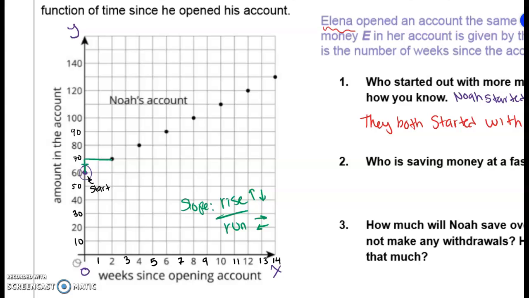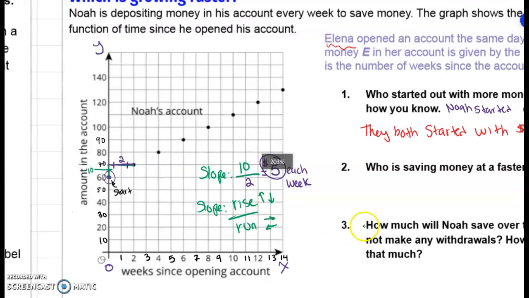So I know that this is one box, but remember, this is counting by 10s. So I know I have 10 for my rise over right here. I have 1, 2. And the reason it's 2 is because the x-axis is counting by 2. So now I have 10 over 2. Well, I can reduce that, which means that he has a slope of 5. So that means each week he's putting in $5. Alright, so Noah's putting in $5 each week.